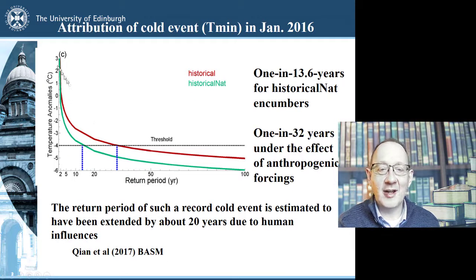Here's another way of looking at it. Here's the return period. Here's the historical, there's our threshold. Here's the natural. So in the historical period, it's essentially a 1 in 30-odd year event. In the natural world, it'd be a 1 in 13-ish year event. And you can see quite dramatic shifts between here and here. So return period has been extended by about 20 years. So it's become quite rare as opposed to not uncommon.